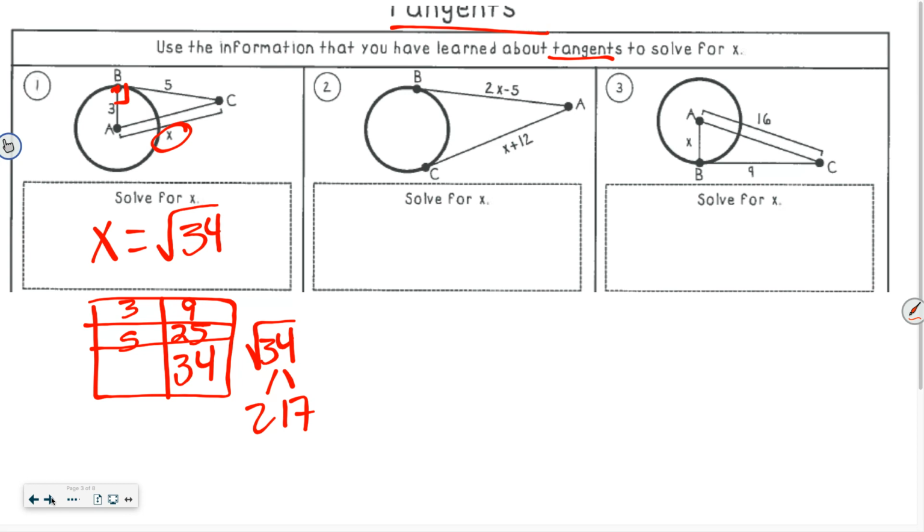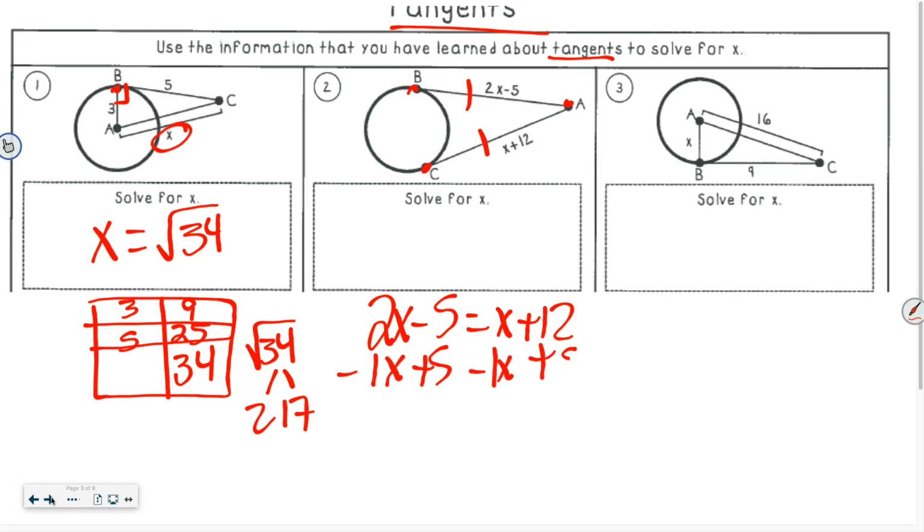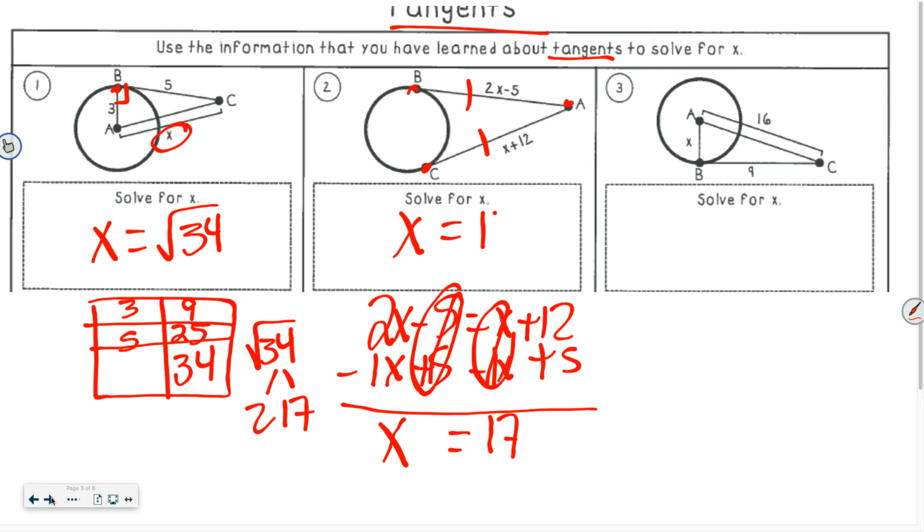Then problem number 2. I have an exterior point. These are both tangent to the same circle. That means this side is equal to that side. So 2x minus 5 equals x plus 12. That should be super easy to solve. So we're going to go ahead and solve for x. Subtract 1x from both sides. Add 5 to both sides. Here I get x, because that cancels, equals, and then 12 plus 5 is 17. So that's how we get x equals 17.